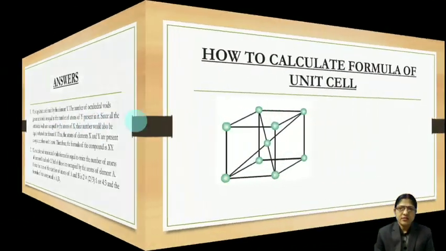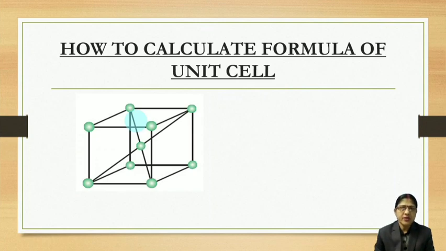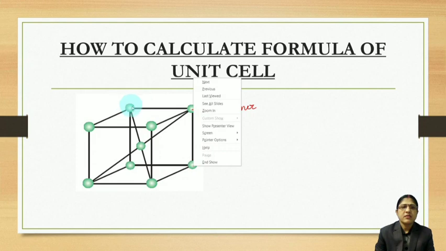Let us discuss how to calculate the formula of a unit cell. Just imagine the cubic structure of a lattice. These are corners. So how many corners? 1, 2, 3, 4, 5, 6, 7, 8. So 8 corners are there in a cube.